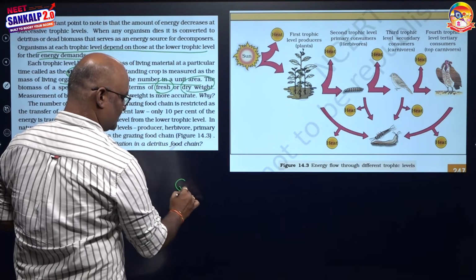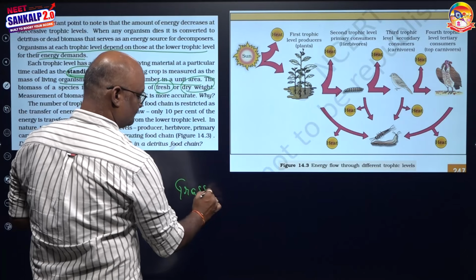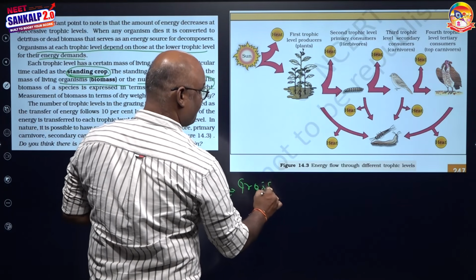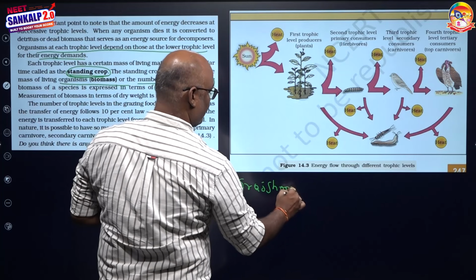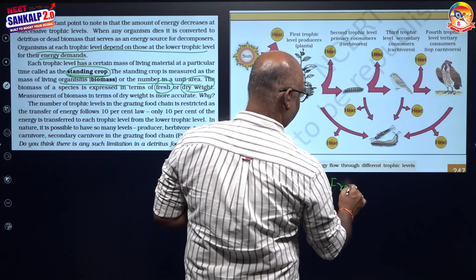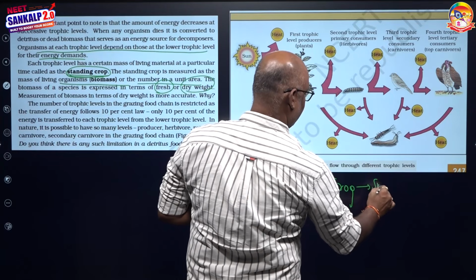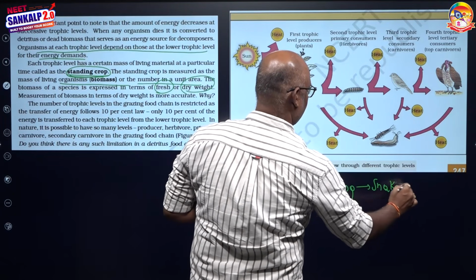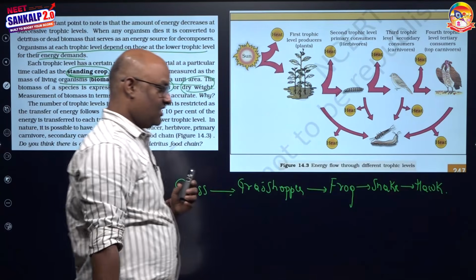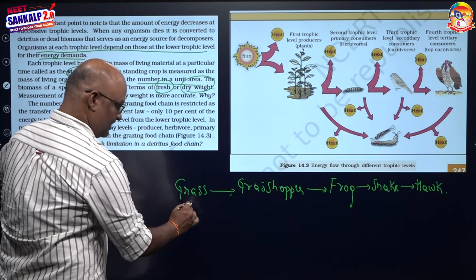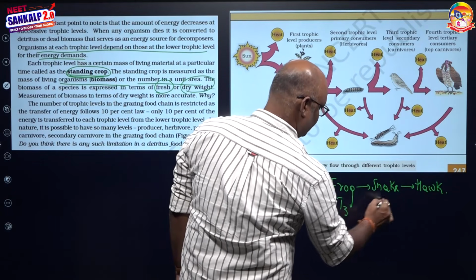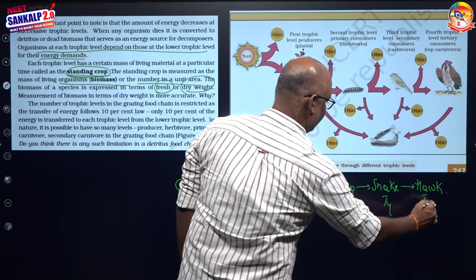For example, grass, grasshopper, frog, snake, hawk. This is a basic food chain. Now, in this basic food chain, this is the first trophic level, the second trophic level, third trophic level, fourth trophic level, and fifth trophic level.